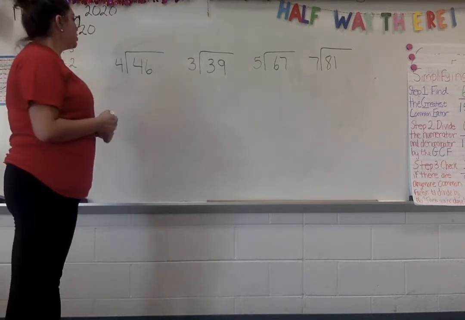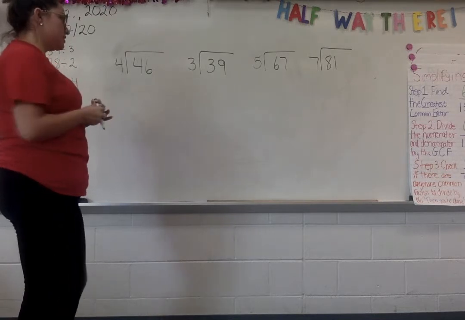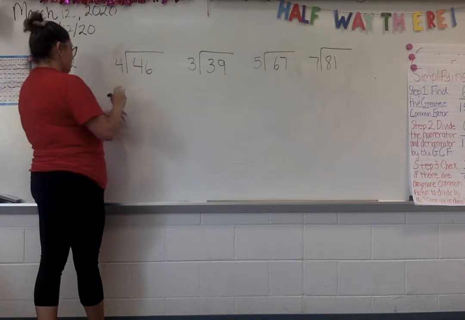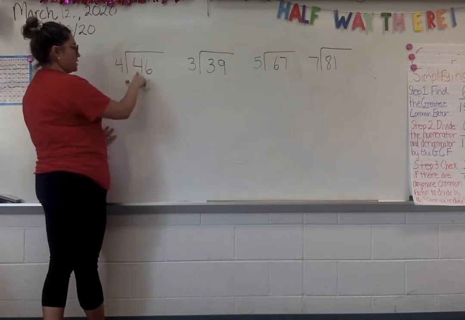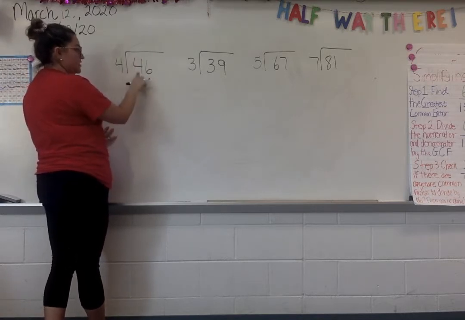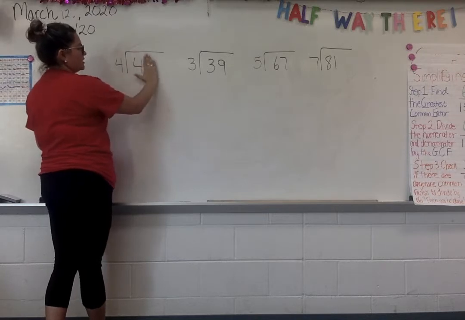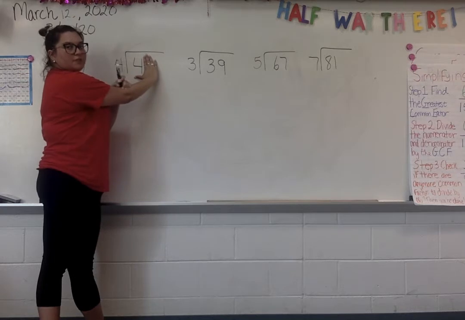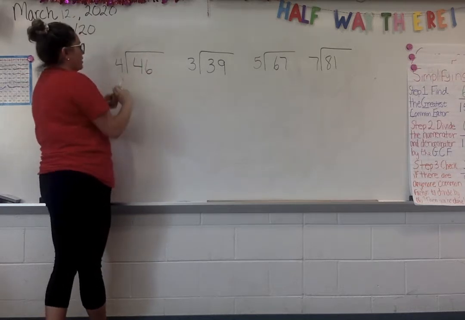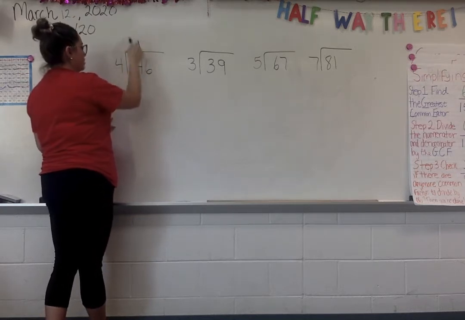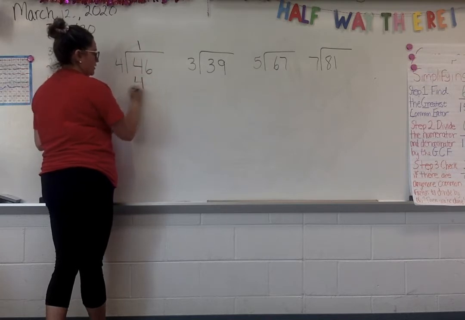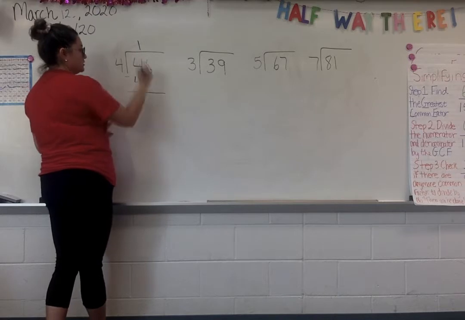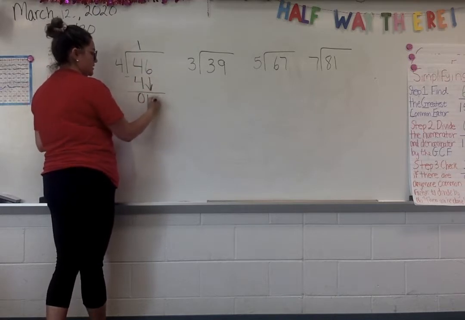Okay, so we're going to check. So again, just like we were doing before when we were refreshing, we always want to make sure we're checking with our first number. So 4 can go into this 4 here. So we're going to act like the 6 doesn't exist. So 4 goes into 4 how many times? Or what times 4 gives us 4? And we know that's going to be 1. So 1 times 4 is 4. And I'm going to subtract and get 0. Now I need to bring down my 6.